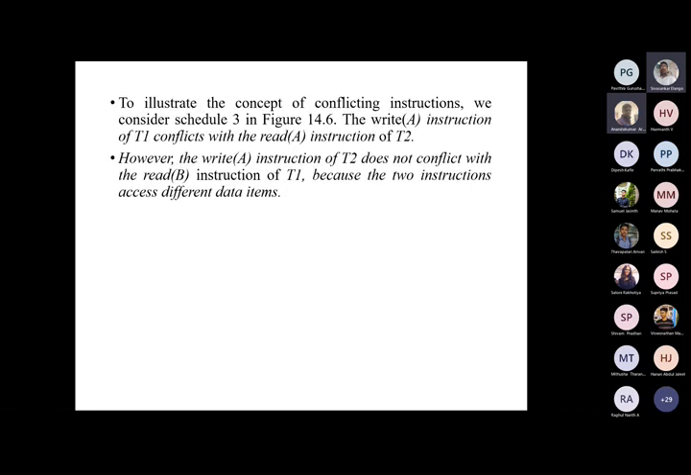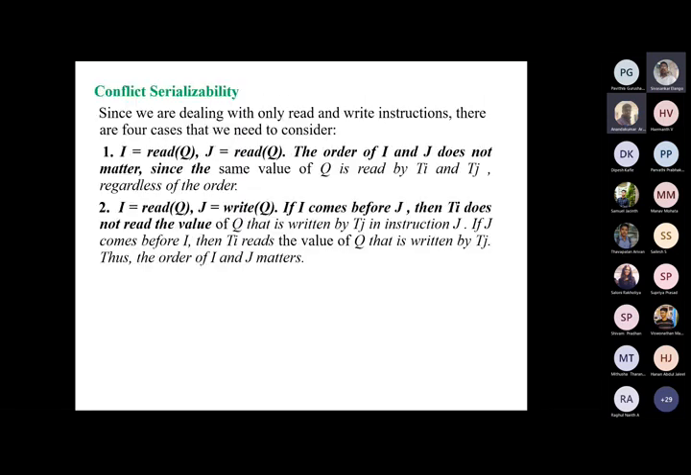So conflict serializability, you have four conditions. You have transaction Ti containing an instruction I that performs read operation on a data item capital Q, and a transaction Tj containing an instruction J that performs read operation on the same data item capital Q. Right. So both of the instructions can proceed concurrently, since the same value of the data item Q is read by the transactions Ti and Tj. Right. So if both the transactions Ti and Tj want to perform read operation on a particular data item capital Q, they can proceed without any conflicts.